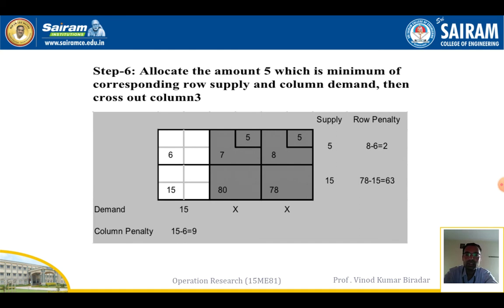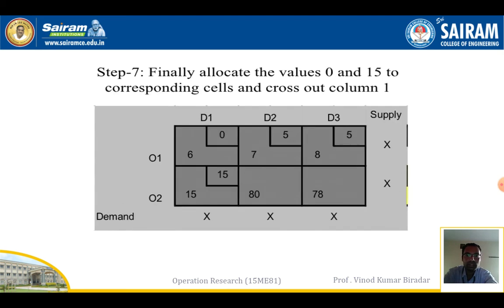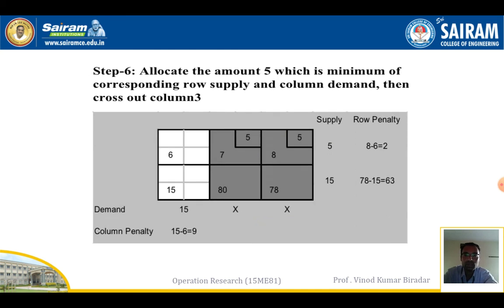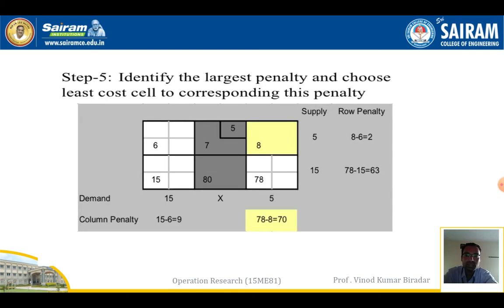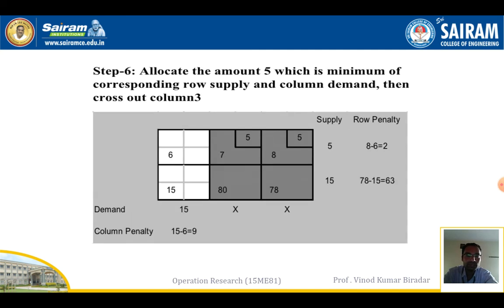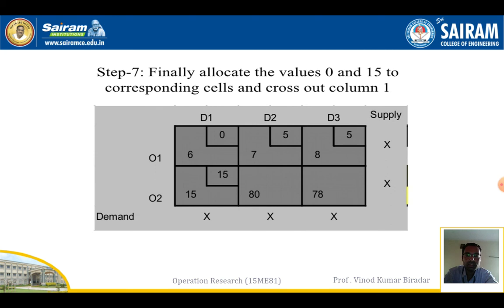So again here, the difference between, again same as the previous one. The differences are: 8 minus 6 is 2, 78 minus 15 is 63, and 15 minus 6 is 9. Among these the highest value is 63. So for 63, the smaller of demand and supply is 15 and 15. So again you assign that 15 here, and the remaining you delete, the entire row.